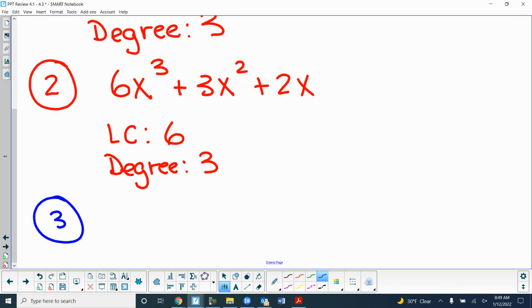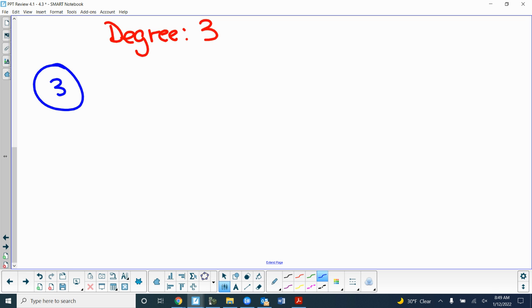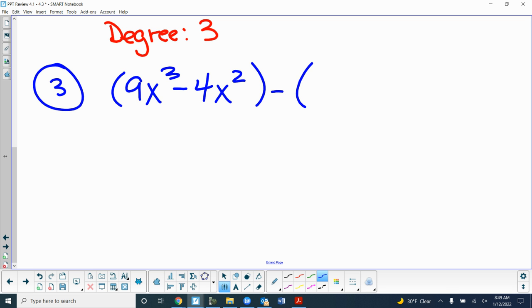Okay, number 3, it says we're subtracting. Okay, so here's the problem. When we add or subtract, we're just adding or subtracting like terms. Like terms have the same variable and the same exponent, right?